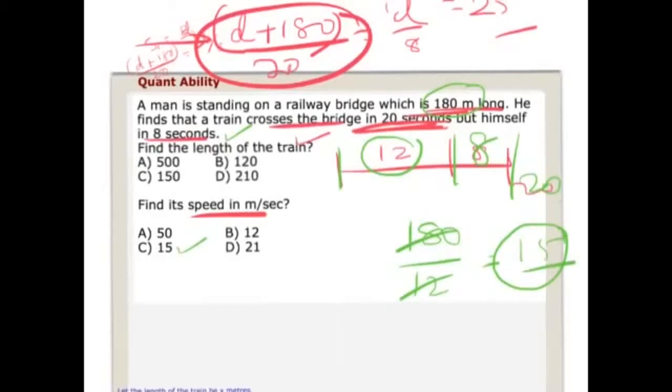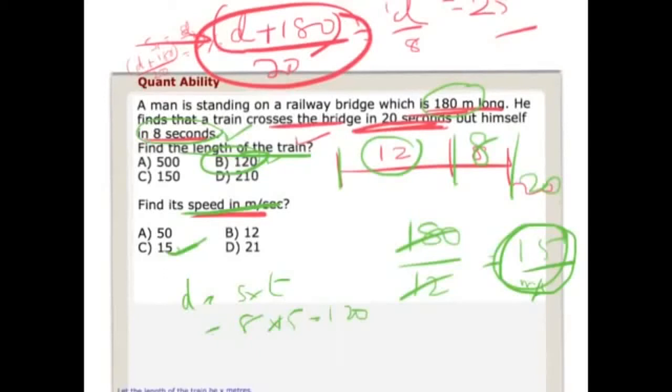Sorry, 15 is the speed of the train. Fine. Now the second part is, so we got the speed of the train, 15. The second part is to find the length of the train. Length of the train I'll get by considering this thing: it takes 8 seconds to cross the man. So distance is what? Speed into time. 8 into 15, 120. B, Bombay. Fine. So the answer is B, Bombay.